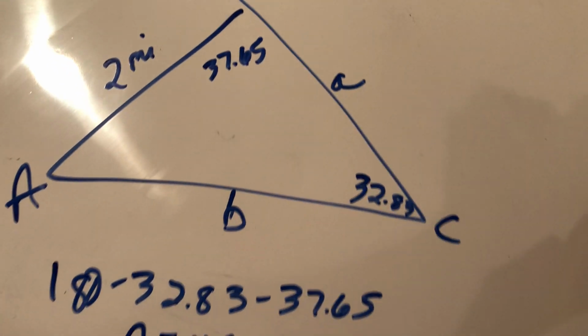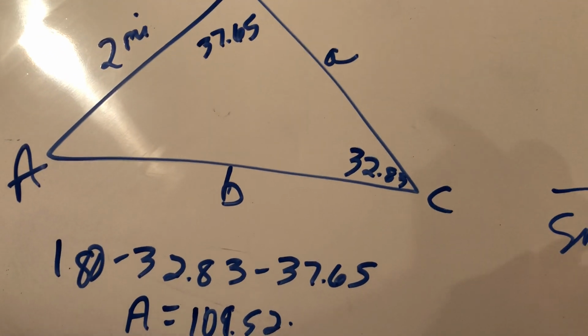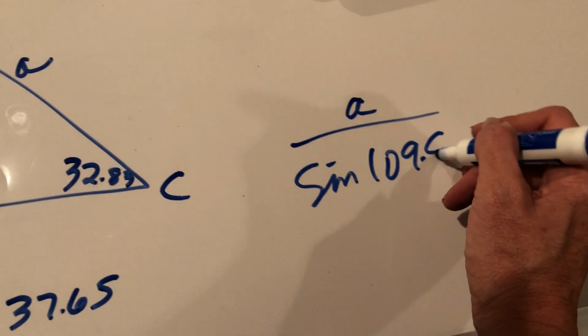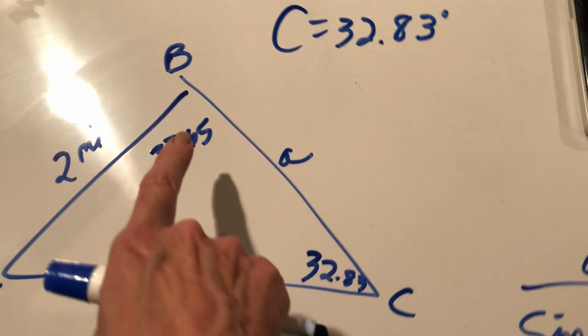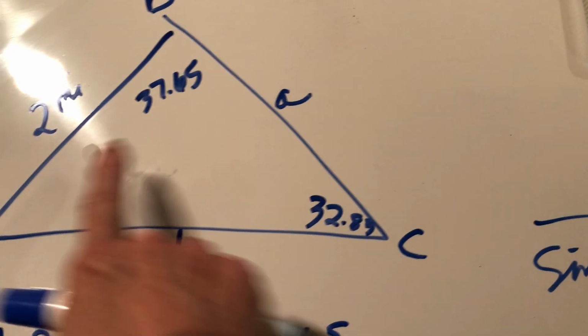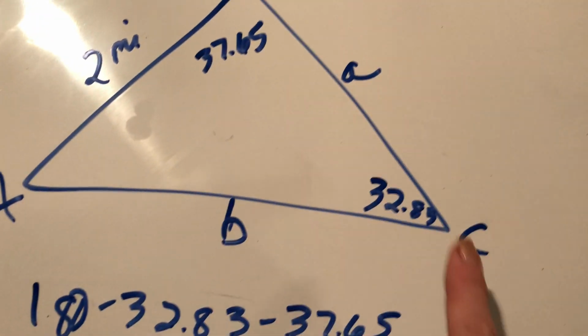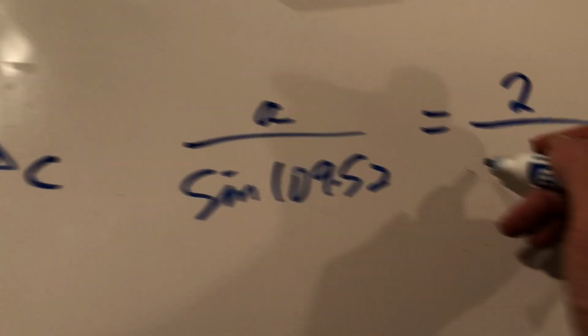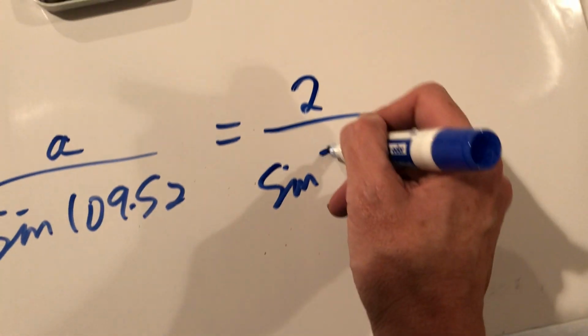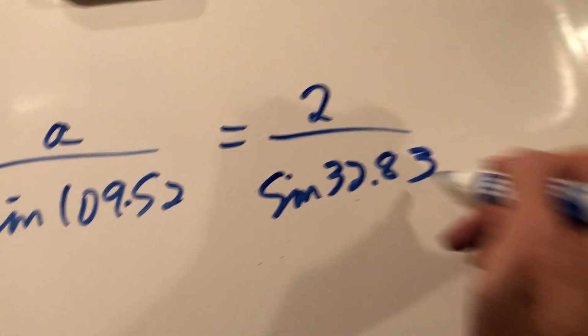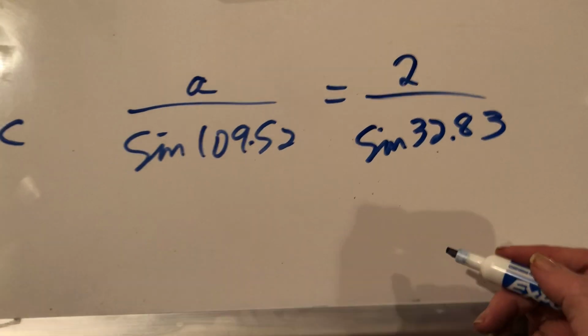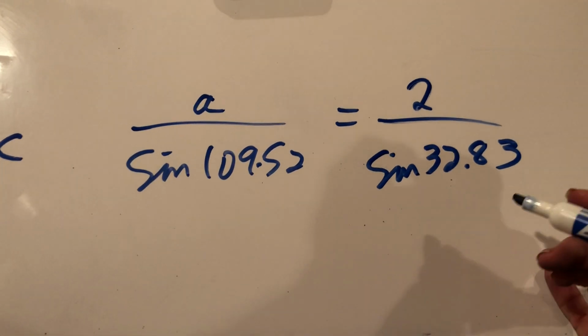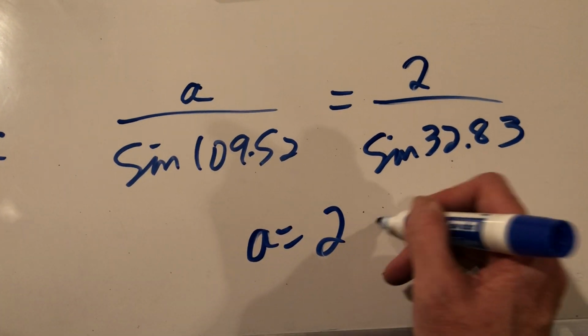So if we want little a, we put little a over sine of its angle, 109.52, equals, and I was given C's matchup, I was given side C and angle C. So 2 over the sine of 32.83. So there's my law of sines. Then, again, there's just one move to make.